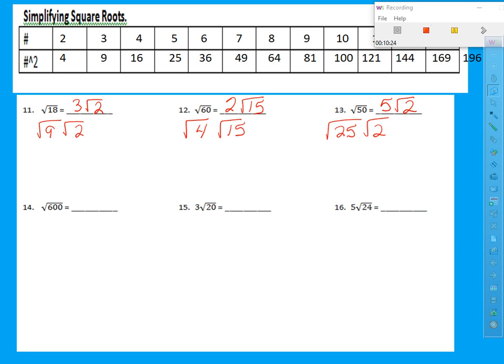And then my number 14, square root of 600. Anytime something ends in a double zero, 100 is an automatic square root. Then the square root of 100 is 10 times the square root of 6.